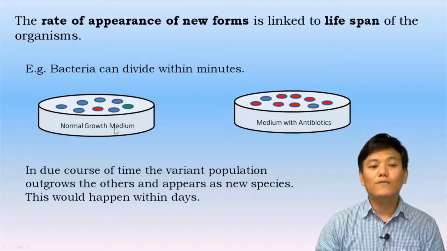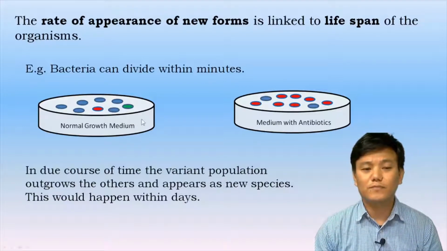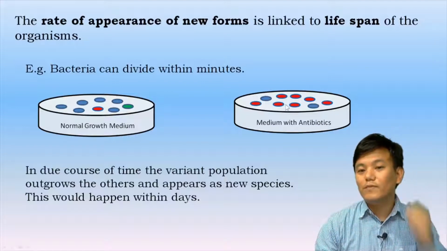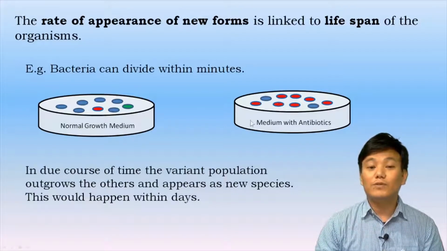Later on, if we change the growth medium and put antibiotics in it, since antibiotics are toxic to bacteria, most of the blue varieties die off, and the green varieties die off completely. But look at the red variety, the red bacterial colony. It now starts to outgrow the blue and green. The green is already extinct, whereas the red one has increased in number. This has happened due to the change in the medium.